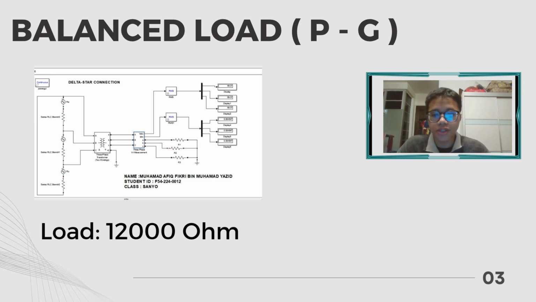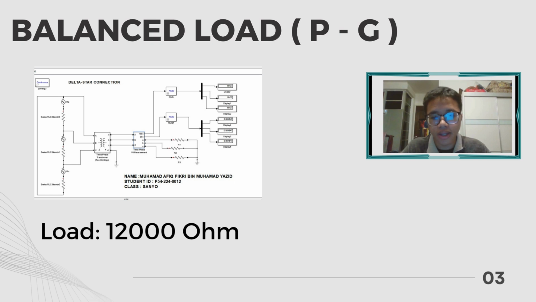In this configuration, the primary side of the transformer was connected in star and the secondary side in delta. The load on the delta side consisted of three resistors, each with a resistance value of 12,000 ohms. This type of load is symmetrical, meaning it is equally distributed across all three phases. During the simulation, we measured several key parameters, which are line voltage, line current, and also phase current. Let's go through each of them.